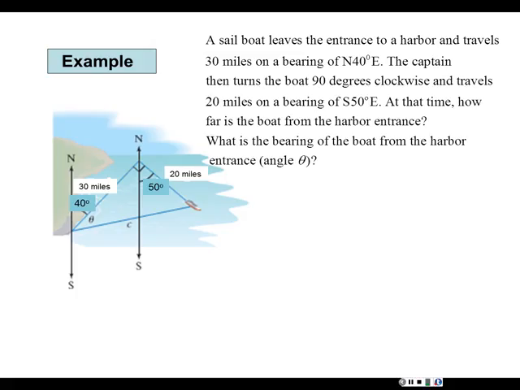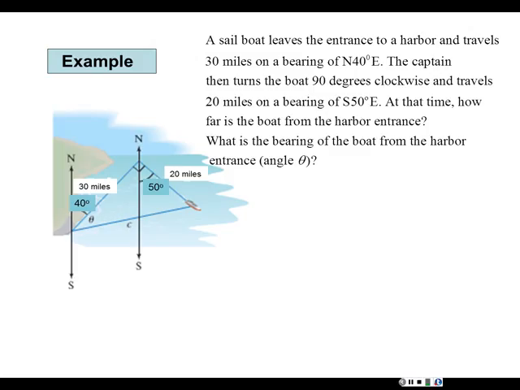So this is your north, and it started from here. So north 40 degree east should be this line. Okay, and then the captain turns the boat 90 degree clockwise and travels 20 miles on a bearing of south 50 degree east.